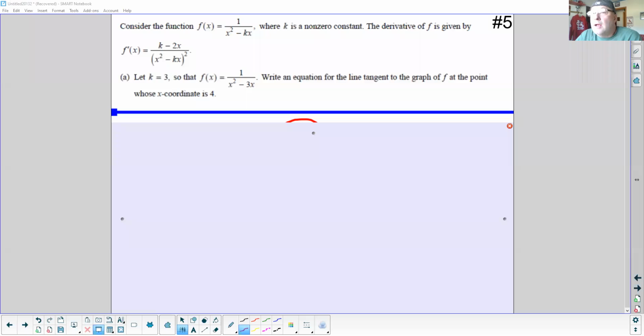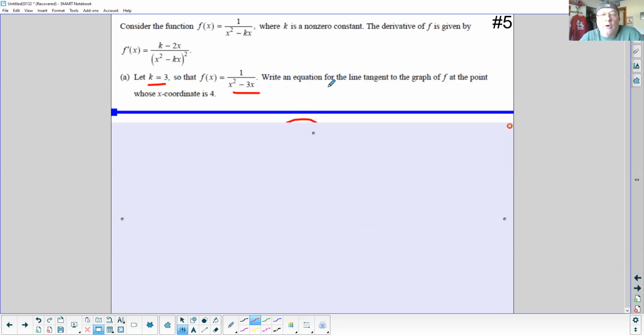Hello, everybody. I'm going to be covering 2015 BC Calculus FRQ number 5. So if you consider the function f of x equals 1 over x squared minus kx, k is a non-zero constant. The derivative of f is given by this. They actually give you that. So they're telling you, first of all, if k equals 3, then this is your f of x.